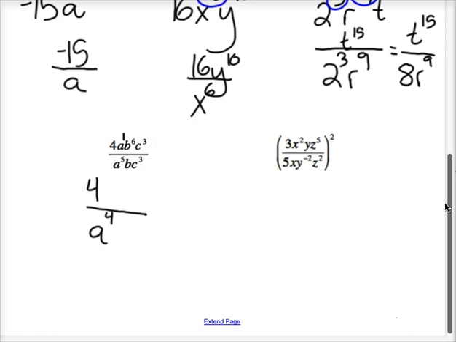B to the 6 divided by b to the first. Well, 6 minus 1 leaves us with a b to the 5. C to the 3 divided by c to the 3. Well, when you have anything divided by itself, it actually just cancels off. So c to the 3 divided by c to the 3 is just gone, removed from our expression.